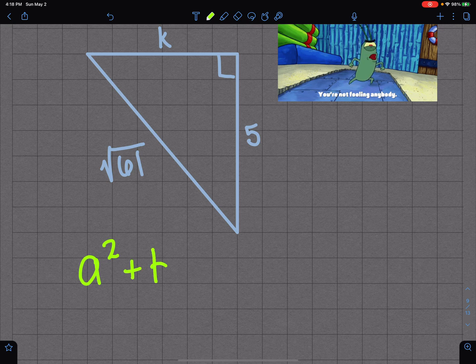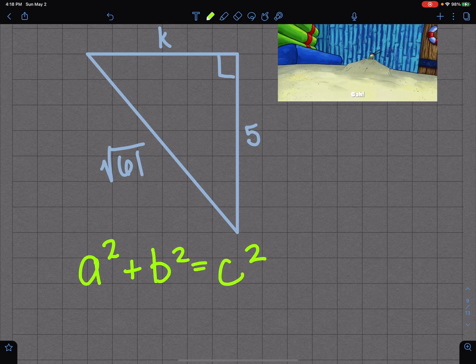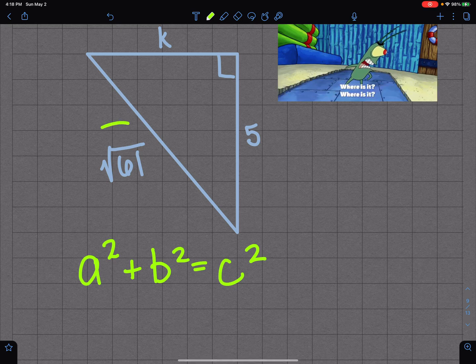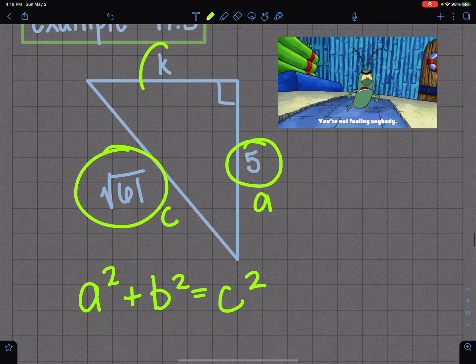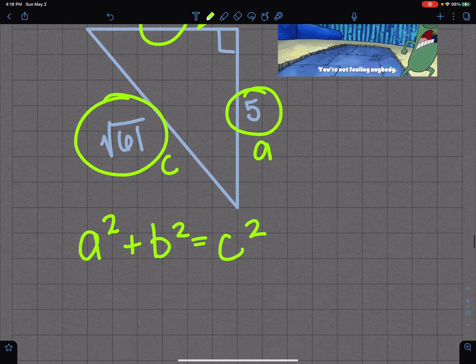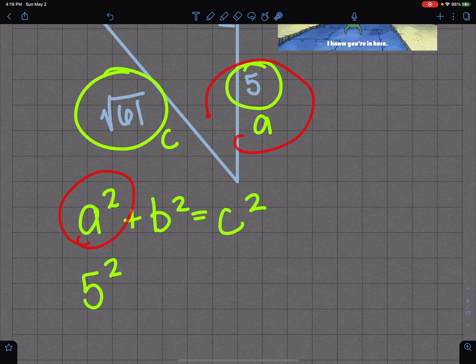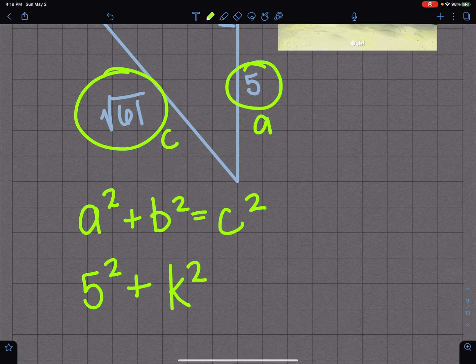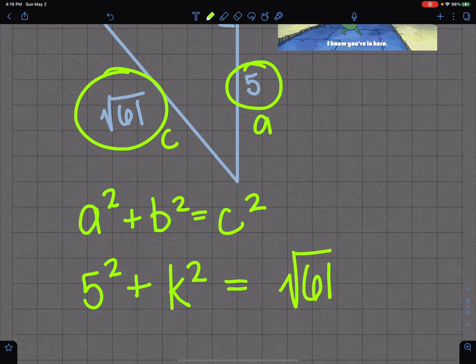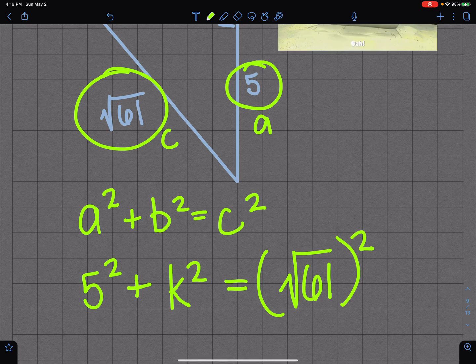I'm going to write it out. I'm going to make sure I identify them correctly. The square root of 61, this one is C. This one is going to be A, and K is going to be B. All right, so we're actually solving for B squared. So it's going to be 5 squared, that's where this comes from, okay? Plus K squared, I'll just write K squared instead of B squared, is equal to the square root of 61, the whole thing squared. Does that make sense?